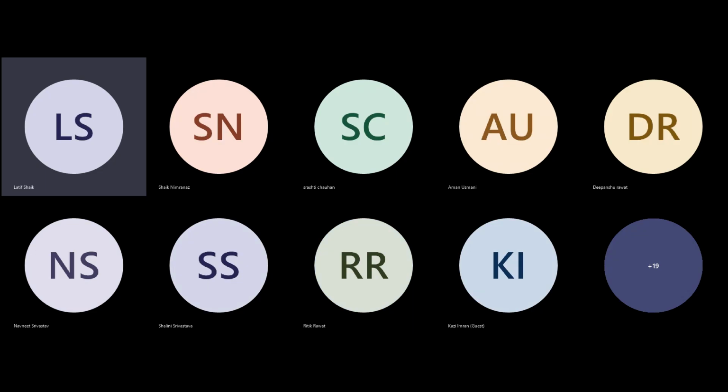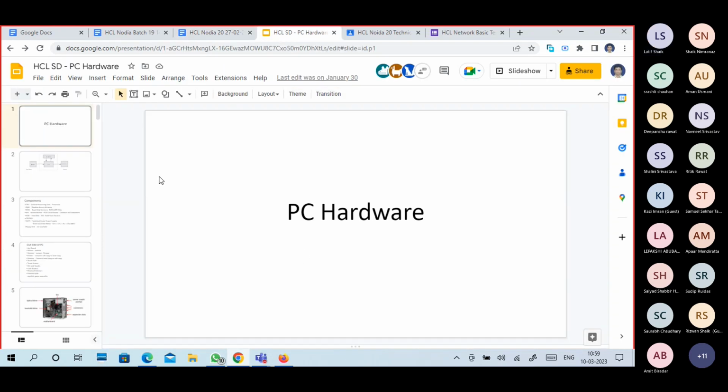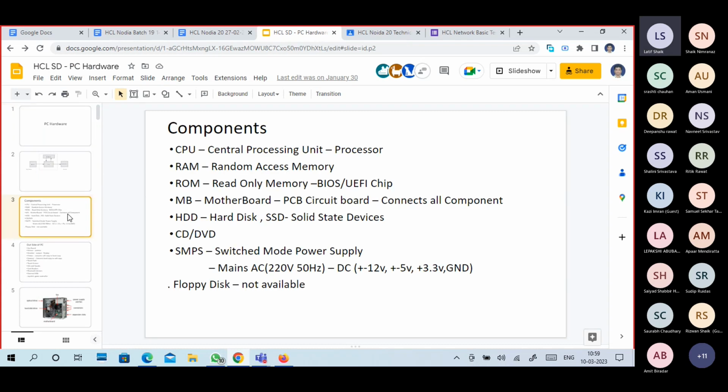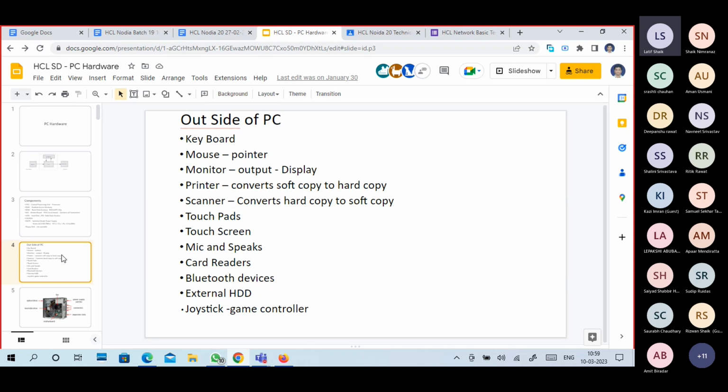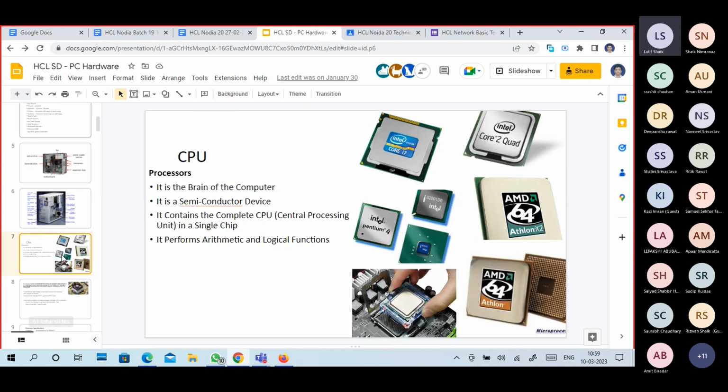We'll go through PC hardware basics. I will tell you what we can learn here, and after this one we'll go to the operating system also. So in PC hardware, know about basic PC components like CPU, RAM, ROM, motherboard, BIOS, hard disks, SSDs, SMPS kind of stuff, and how the CPU looks like.